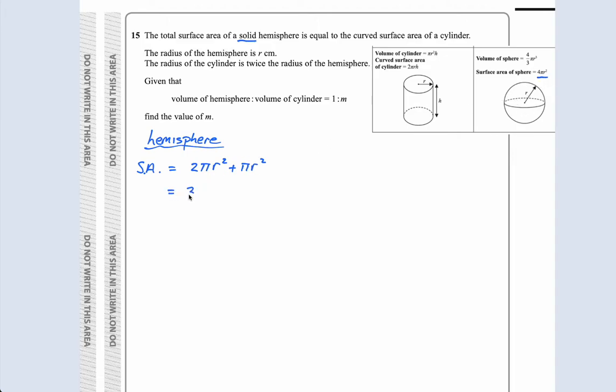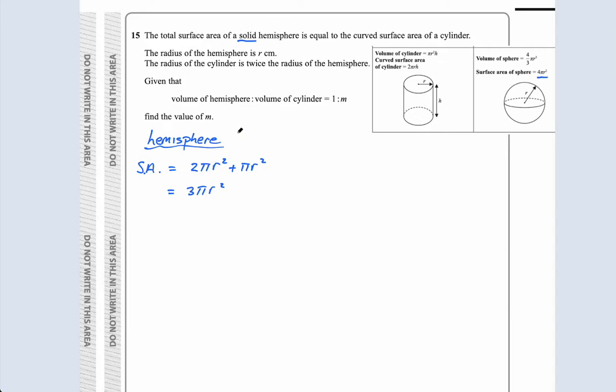So that's actually 3 pi r squared. So the surface area of a hemisphere is 3 pi r squared. Okay, I didn't actually know that, but once you add them, obviously, fine. So you don't need to learn off by heart the surface area of a hemisphere, but you need to understand what's going on. It's half the sphere.